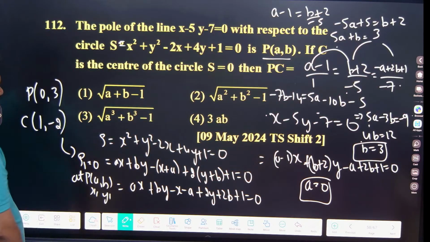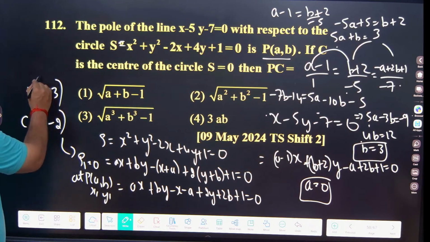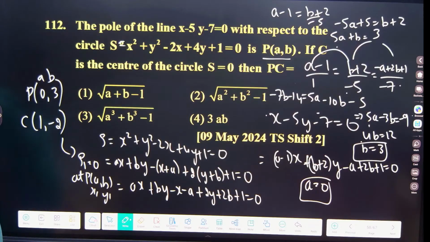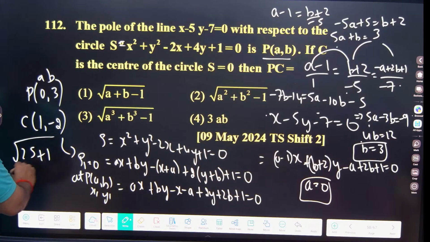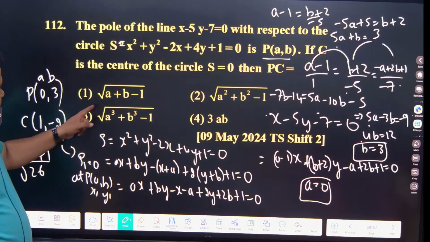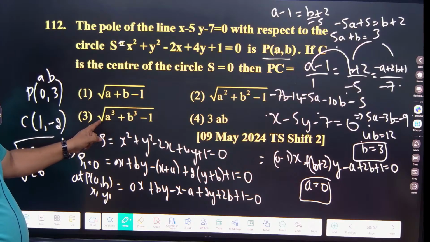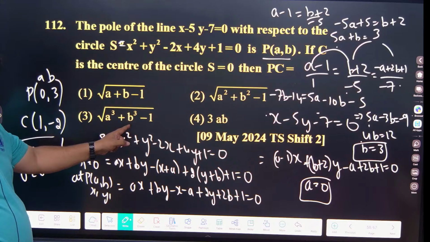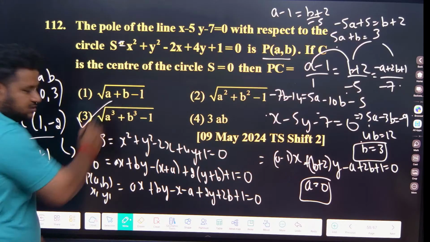If you apply the distance formula, what you will get? This is A, this is B. This will become what? 5, correct na? 25 plus 1, square root of 26. But they have not given directly. Put the values here. So this if you put 0 plus 3, 3 minus 1, 2, it is not possible. This if I put 0 cube, B cube is what? 3 cube is 27. 27 minus 1 is 26. So this is the answer.